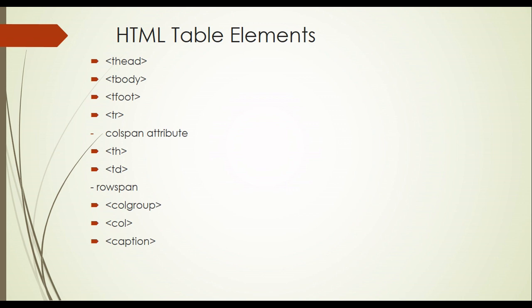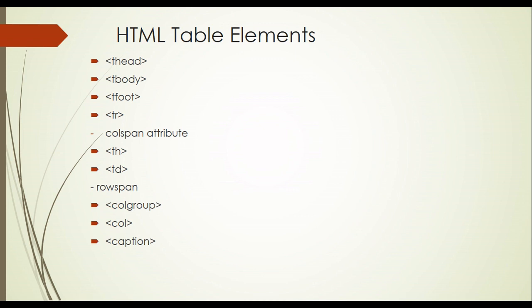The th tag defines a table heading. The td tag defines a table data or cell. In this table data, we have what they call the rowspan, and this rowspan attribute defines how many rows a cell should span. It also works in the th tag.